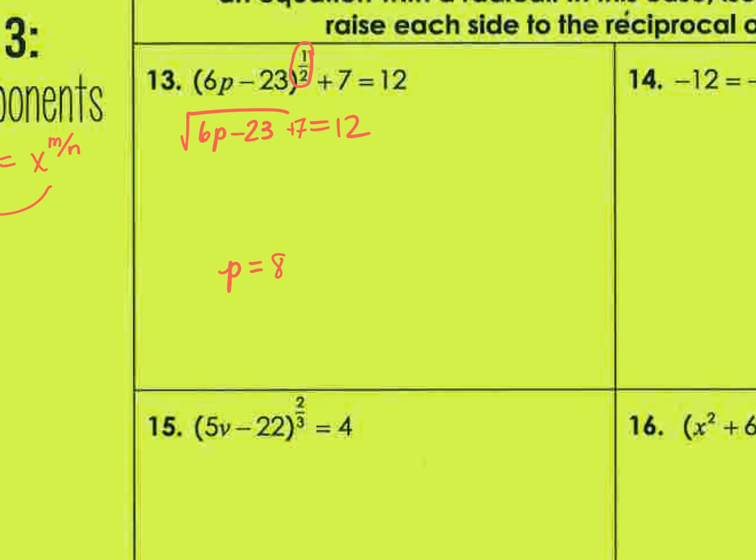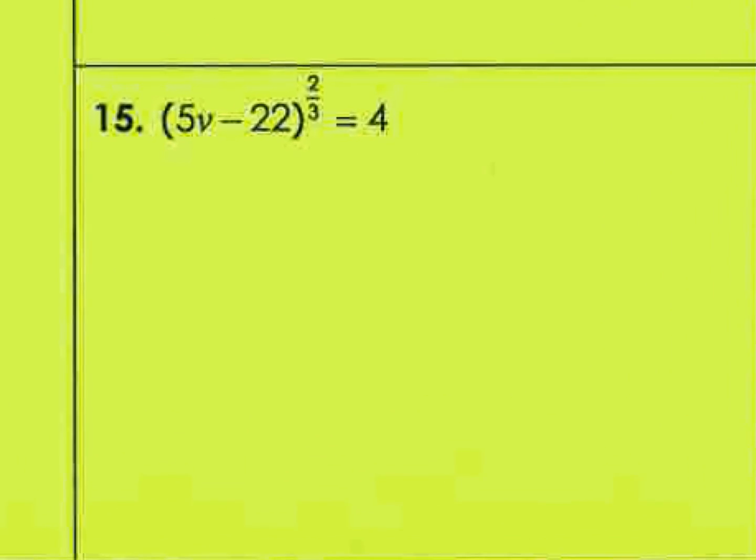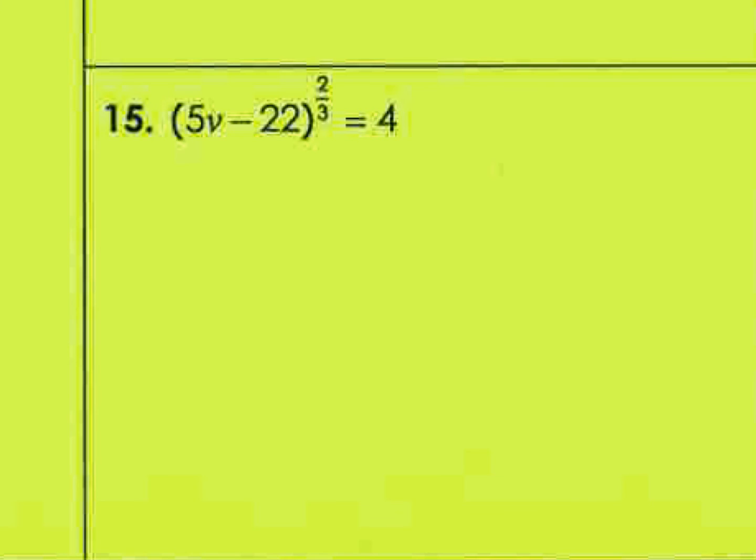Did everybody get 8? All right, so let's look at 15 real quick. 2/3 power. How do we get rid of a 2/3 power? Put it under a cube root. Well, we have to square and put under a cube root, but I don't want to have to do this in 2 steps. So how can I get rid of 2/3 just in one fell swoop?